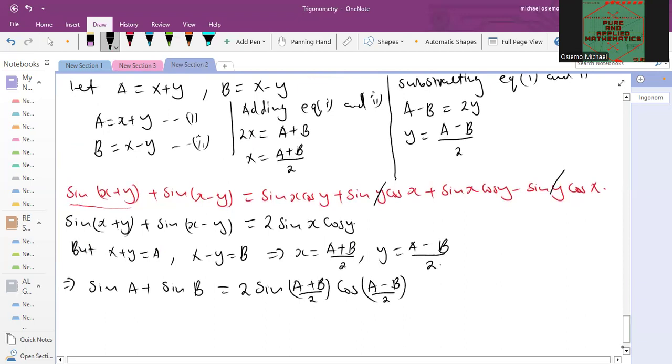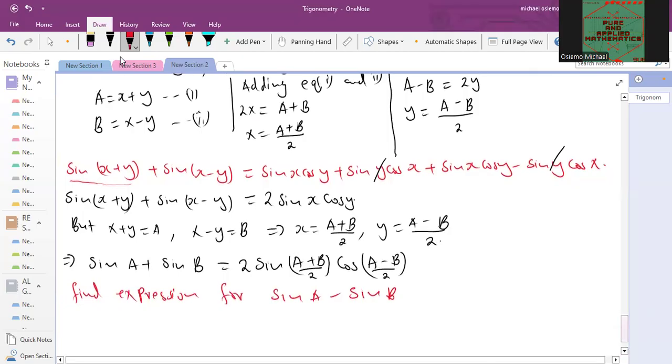Now, from this, I want you to find an expression for sin A minus sin B. So find an expression for sin A minus sin B.